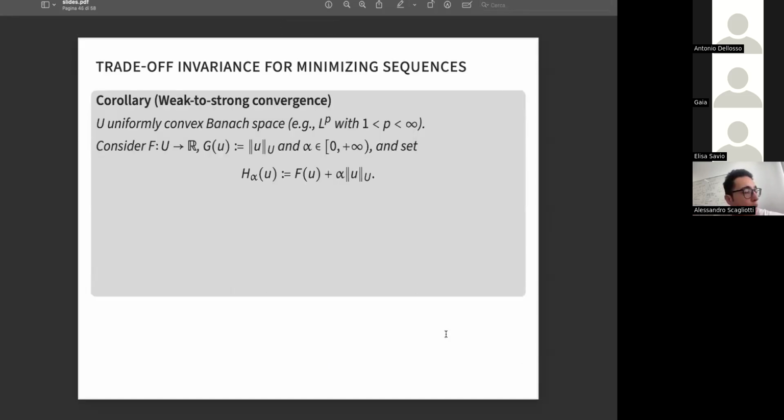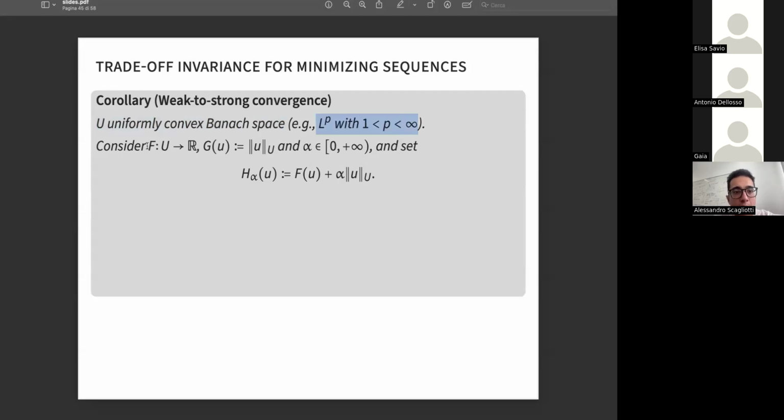Okay, I want to present a corollary of the trade-off invariance principle for minimizing sequences. This is something that may happen quite often in calculus of variations, whenever you apply the direct method of the calculus of variations. So let's imagine that U is a uniformly convex Banach space, for instance L^p with p running from 1 to infinity.